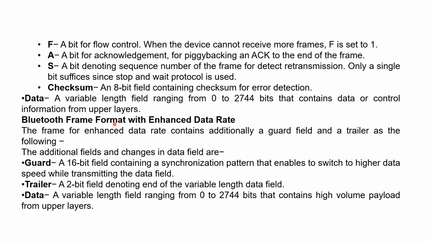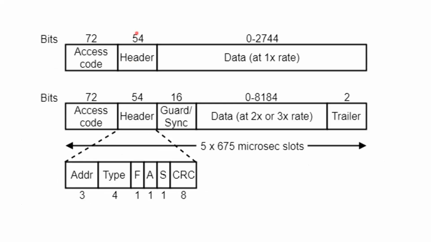you can see here. This figure shows what your basic data format and basic frame format is, and this is your enhanced data rate frame format. So what is added here is, for data, two things are added at the start and at the end. At the start, guard synchronization bits are present, otherwise the remaining things are the same. Okay, and at the end, trailer 2 bits are there.